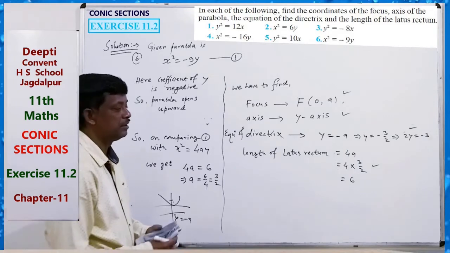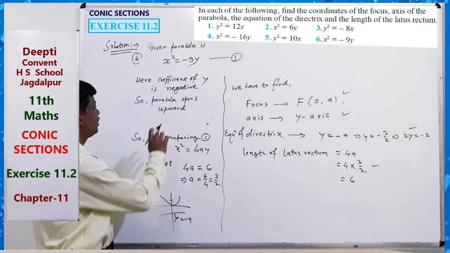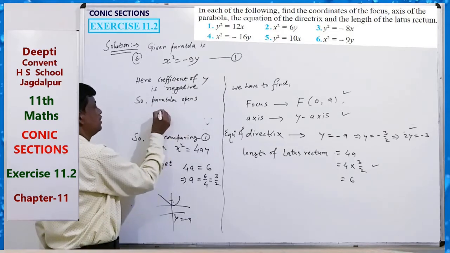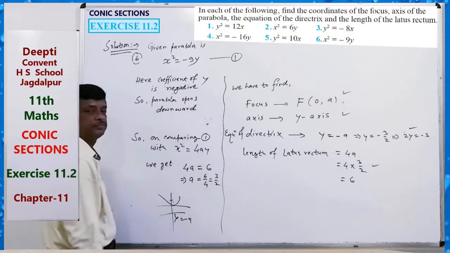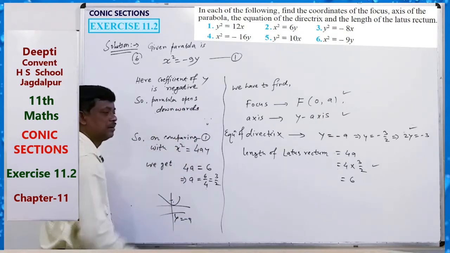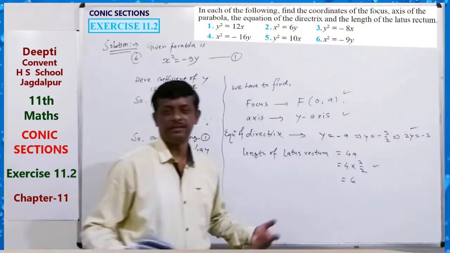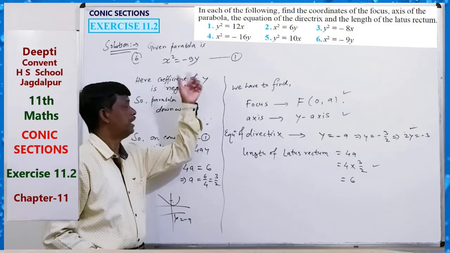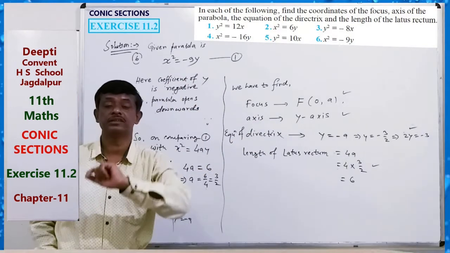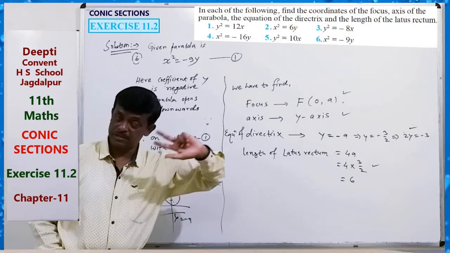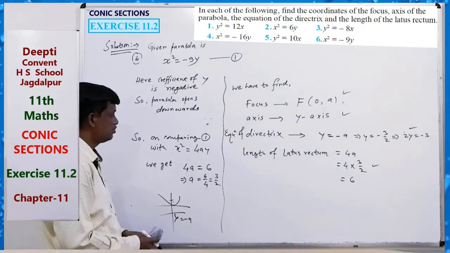Okay, the parabola opens downwards. Clear? Downwards. And just the same, because negative means downwards, and in the other format y square equals to 4x, minus 4x, negative means it opens to the left.